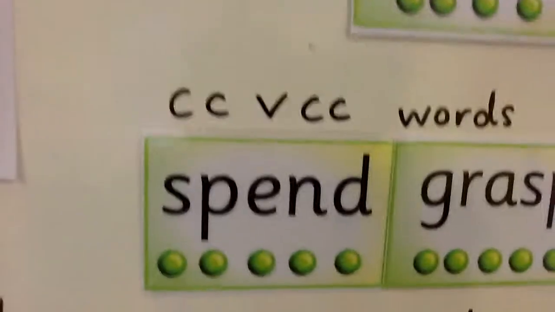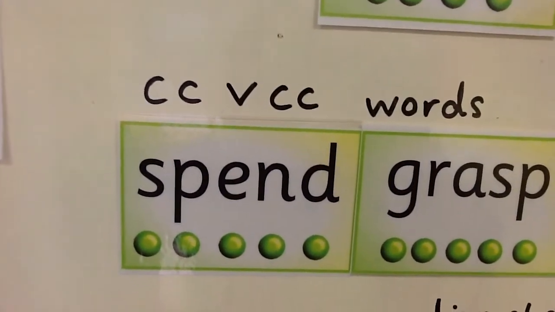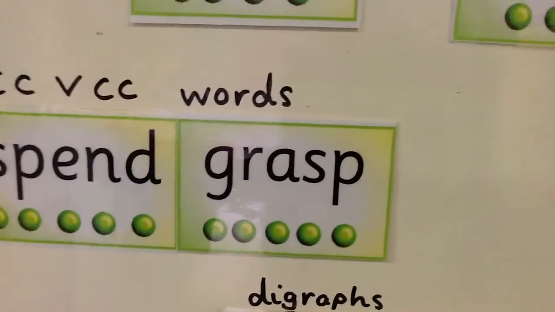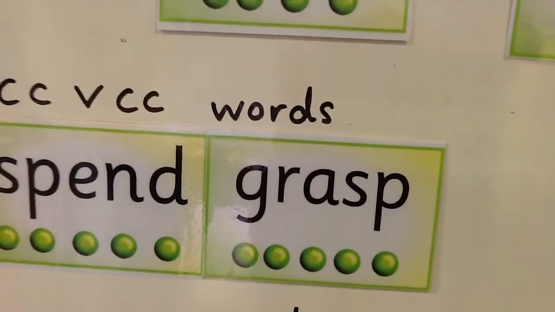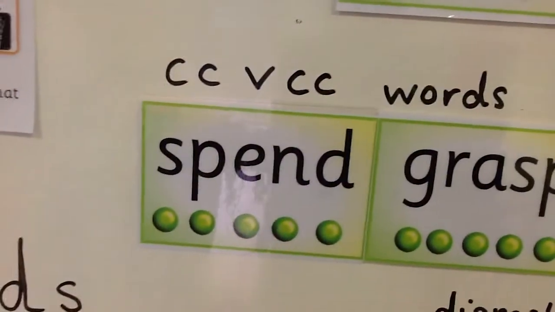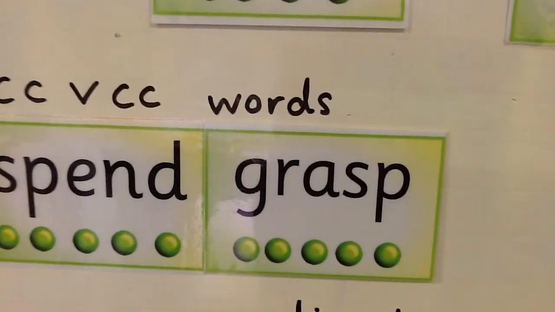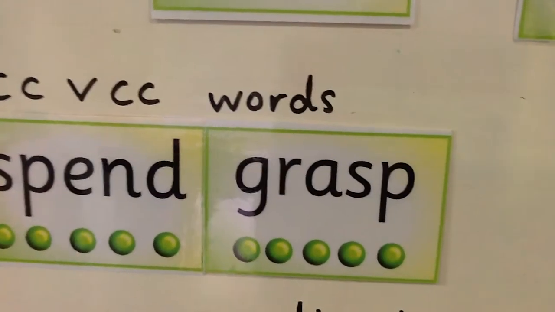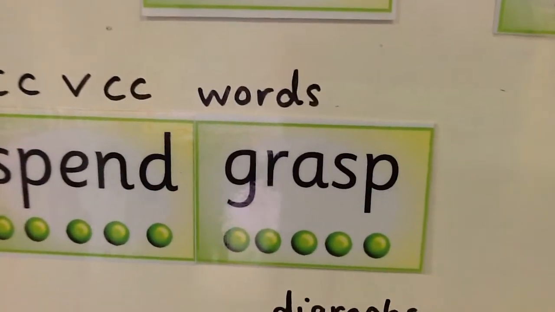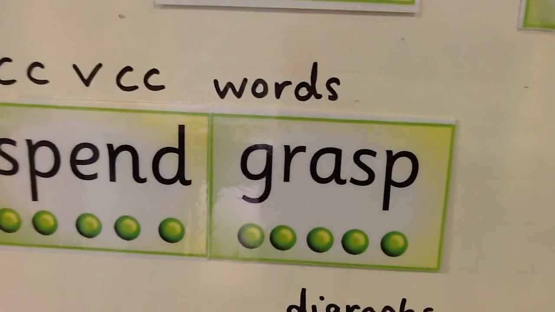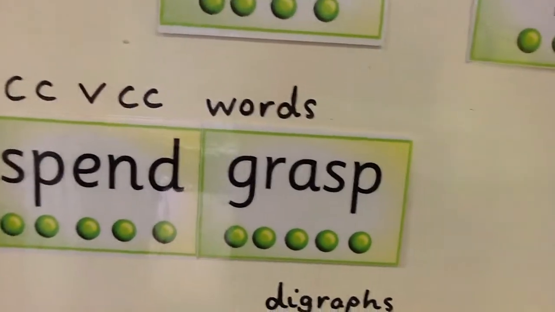Then you've got CCVCC words, so spend, spend, or grasp, grasp. That's how they would read those. Then also they would start to join some of those together, grasp or spend. And then also if they wanted to write the word, they'd say the word first, grasp, grasp. But at this point we would still be expecting them to say each individual sound, and we're building up their knowledge of being able to hear more than 3, 4, and then they're building up their memory of those sounds, retaining the sounds.